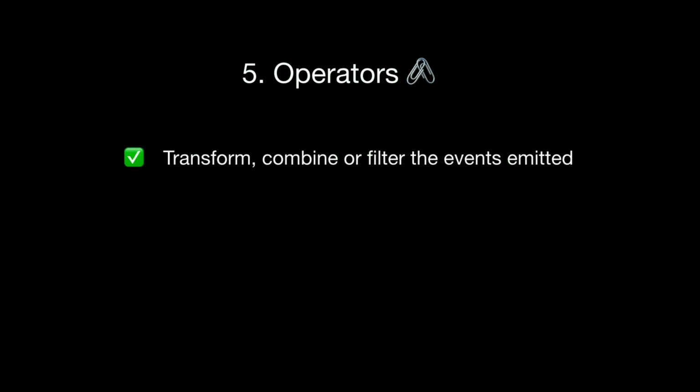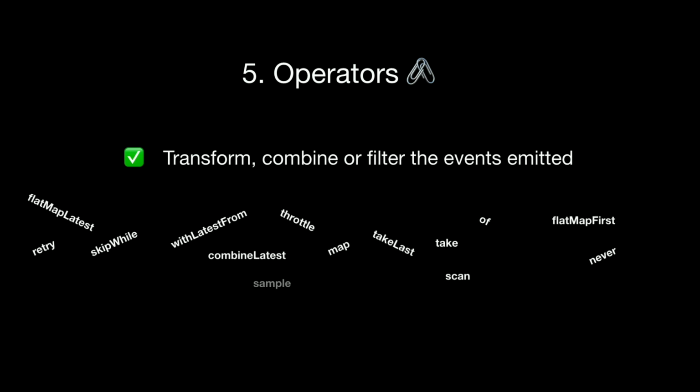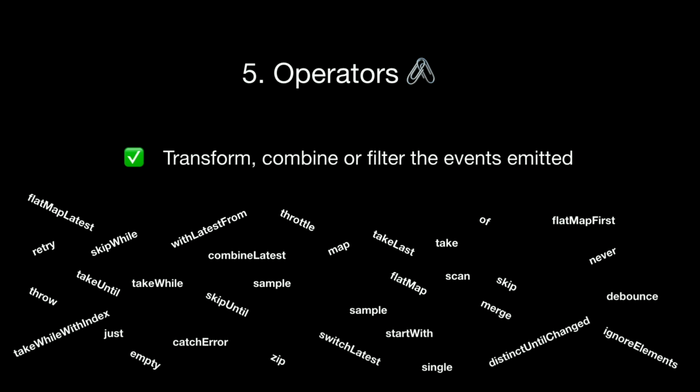And then we have operators. Operators are used in order to transform, combine, or filter the events emitted before they reach their subscribers. And in RxSwift, there are different kinds of operators, and there are too many. One can't know what each one of these does unless you have actually used it. But there is a very cool app that comes to the rescue. It's called Rx Marbles, and you can download it from the App Store for free. And it also has a visual depiction of operators, so it's pretty useful.